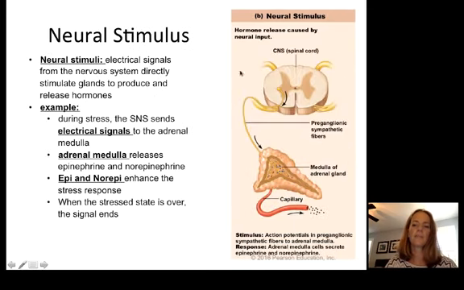Neural stimuli is direct neural activation, electrical signals to the adrenal medulla, for example. Adrenal medulla then will release epinephrine and norepinephrine. In this case, the end of the neural stimuli is the end of whatever caused that electrical signal. In this case, the electrical signal came from the sympathetic nervous system. So this will end when the stressed state of the sympathetic nervous system is over.